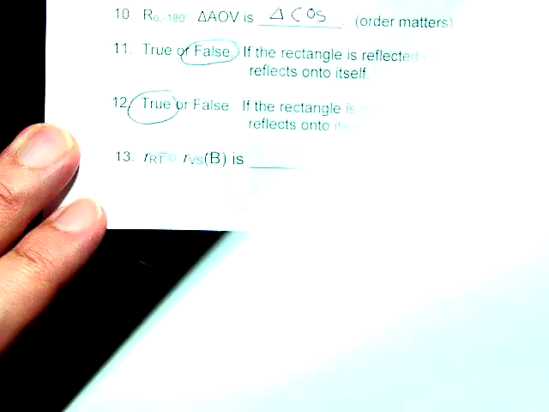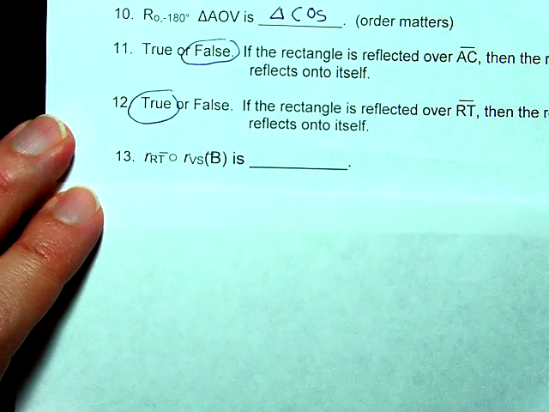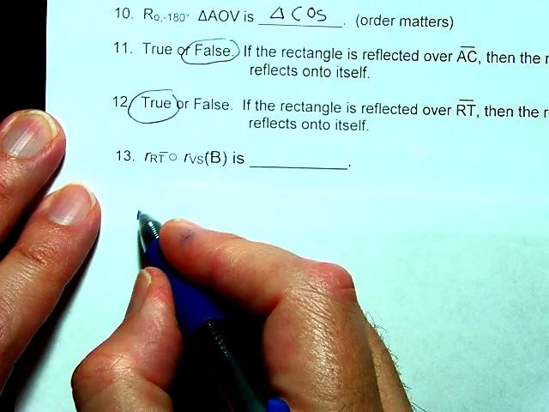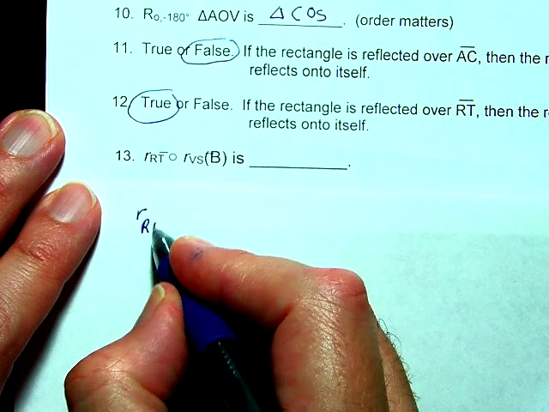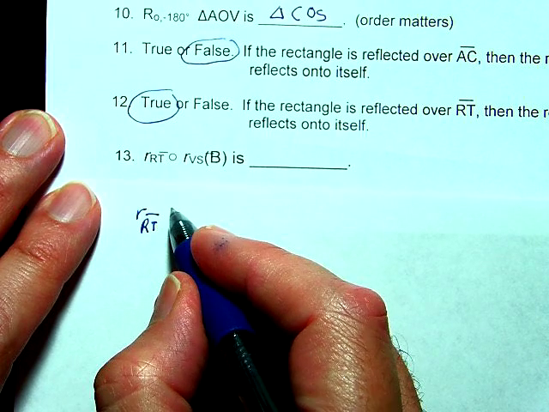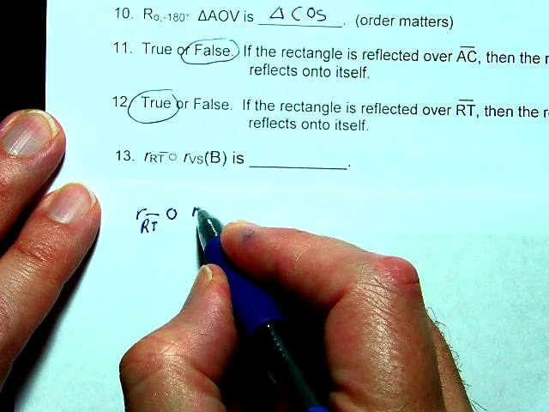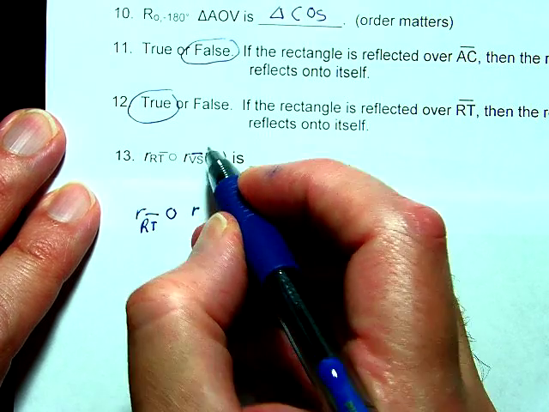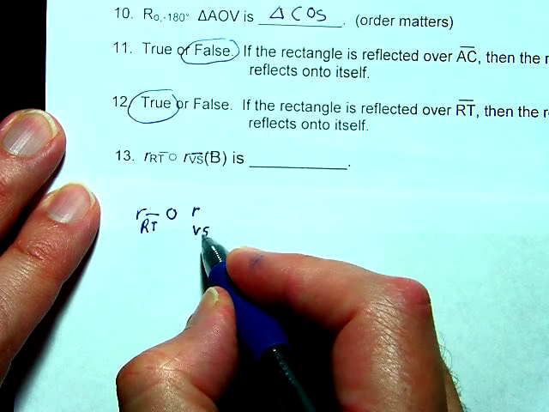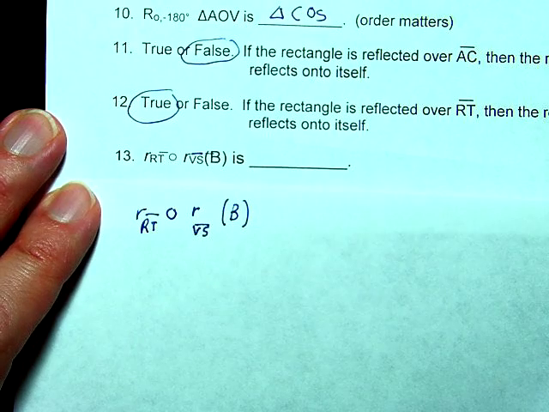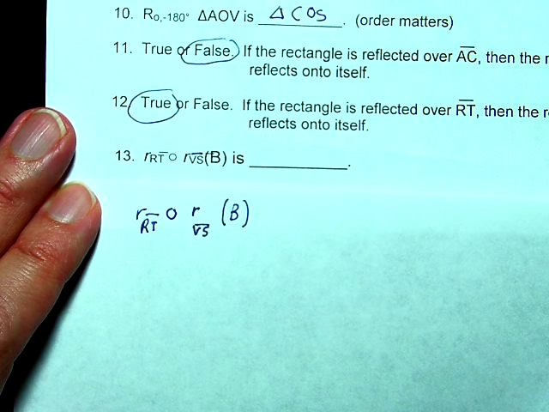So again, in problem 13, we have some new notation here. We've got this notation, which is little r with a subscript line segment RT, then this open dot, and then another little r with a subscript line segment VS, and a parenthesis with point B in it. This is a shorthand for composition of functions.